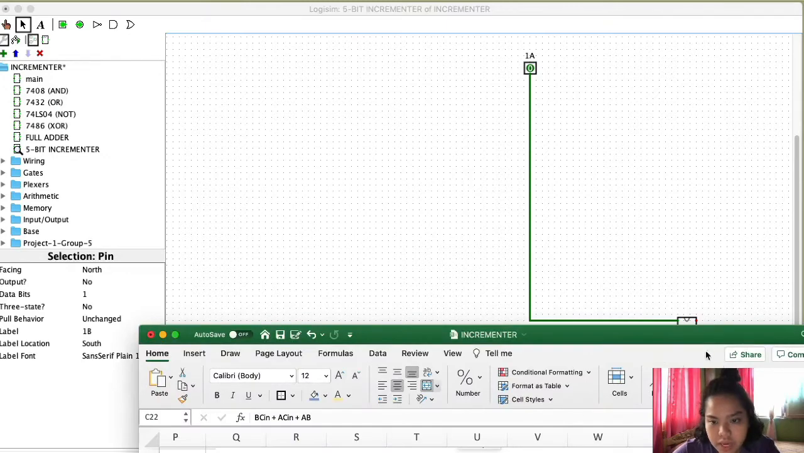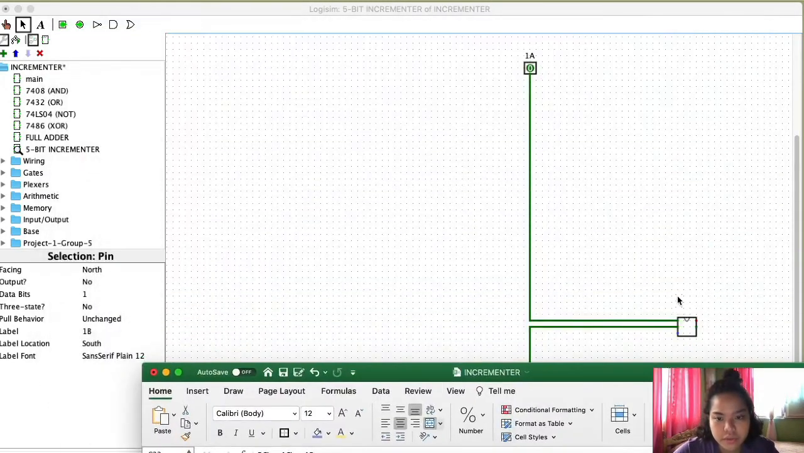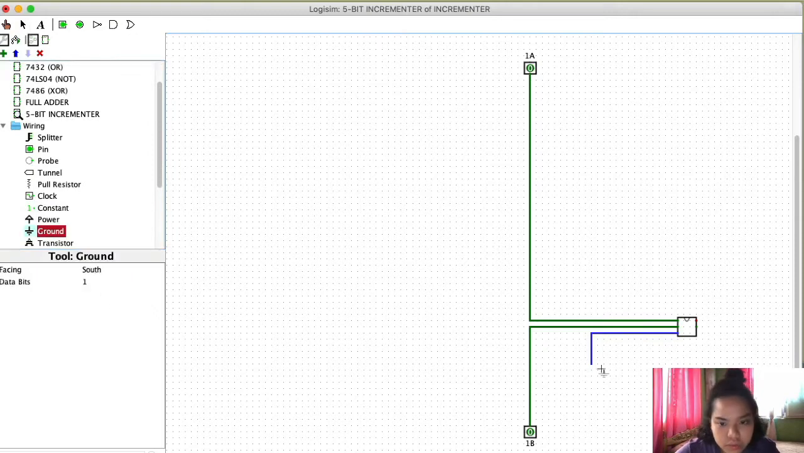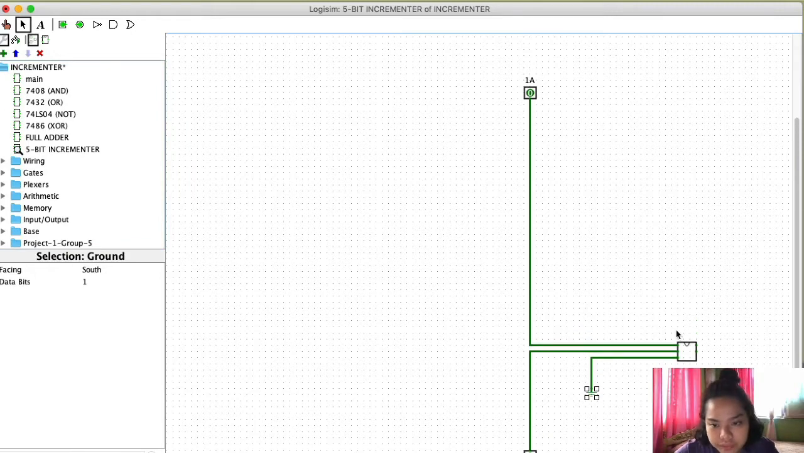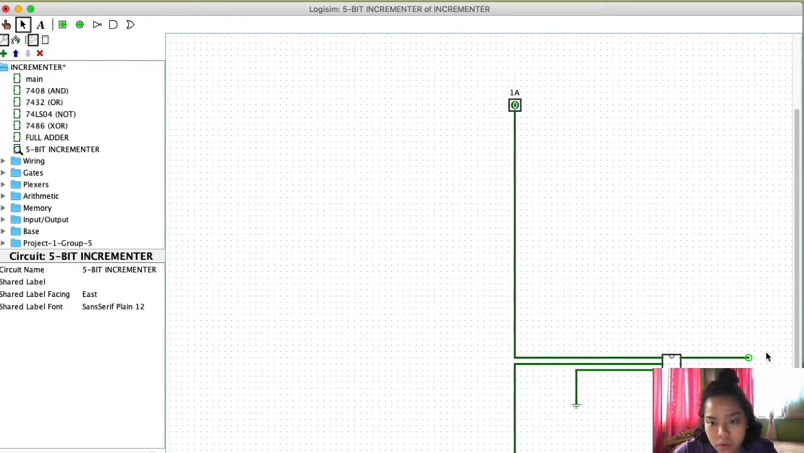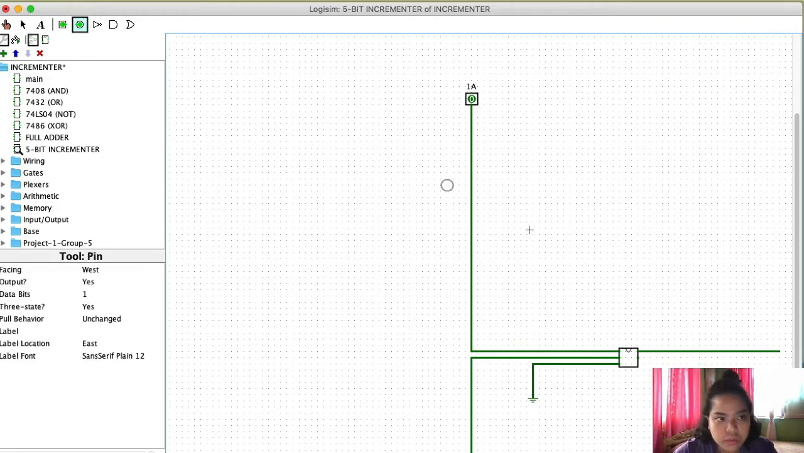And then based on our diagram, its carry in will be 0. Therefore, we will ground it. So we will just ground this. Let's go to the wiring and go to ground, and we will just effectively ground that. And then we will have our very first output for the sum, which we will label as 1. Okay, this will be output 1.